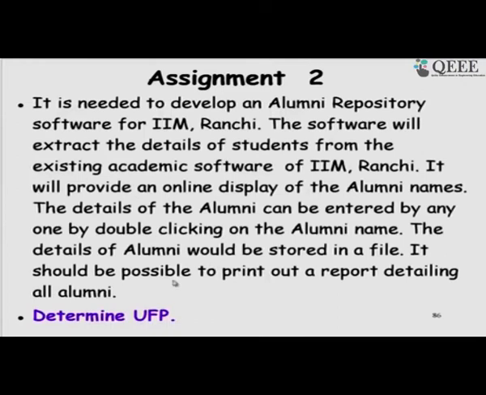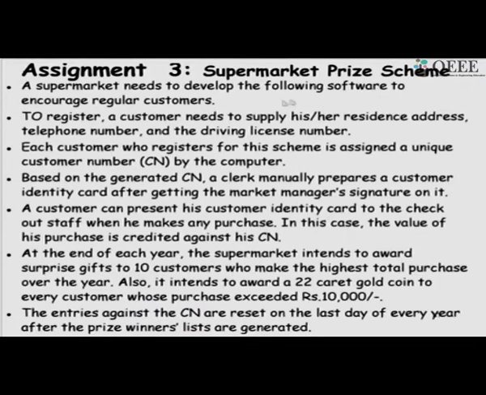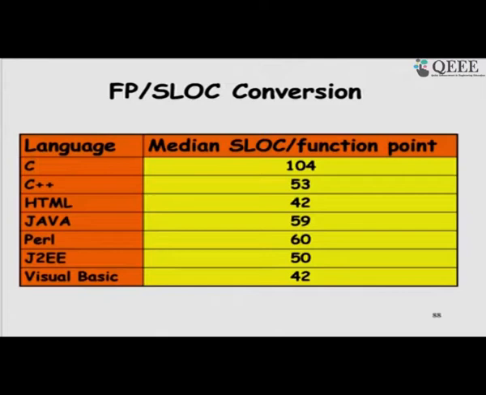So, there is another display here about a simple software, an alumni software. One more, supermarket price scheme, a slightly longer software description, more complex. So, please try this out to compute the function points, unadjusted function point and then the value adjustment factor and the final function point.